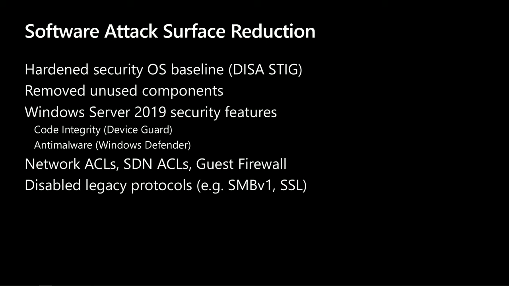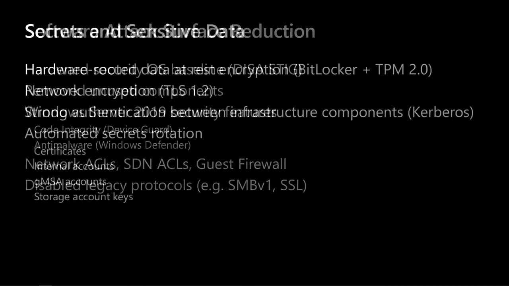We remove unnecessary components, and the components and protocols that aren't being used, we turn off. Not that you need to know, but we are built right now from the 1908 update on Windows Server 2019, which means we can take advantage of some of their security features, such as code integrity and anti-malware. And then we do all of the ACLing and support around the network to make sure that's secure.